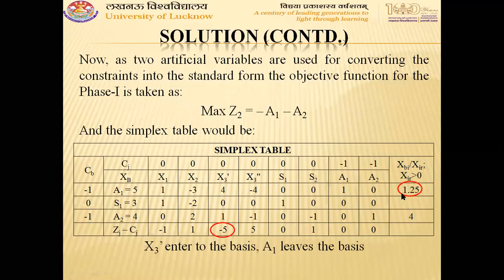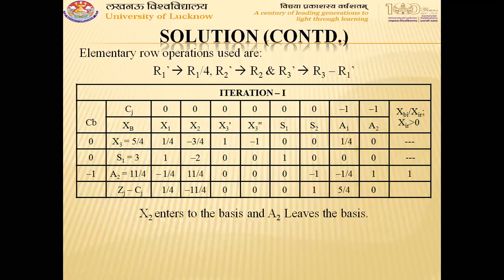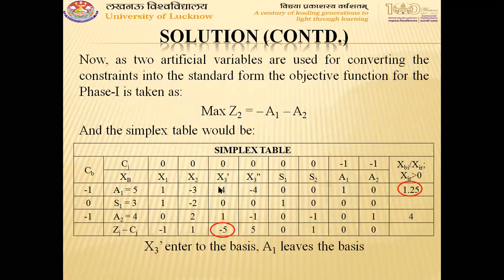Now among 1.25 and 4, the minimum value is 1.25. Therefore the corresponding row variable a1 will leave the basis. So a1 will be replaced by x3 dash, and the leading element will be 4. To make the leading element 1, we divide the constraint by 4.